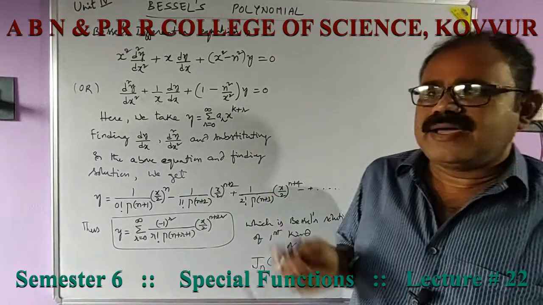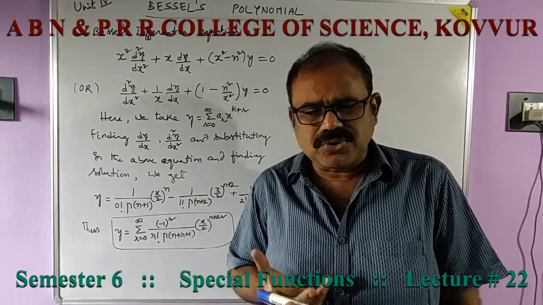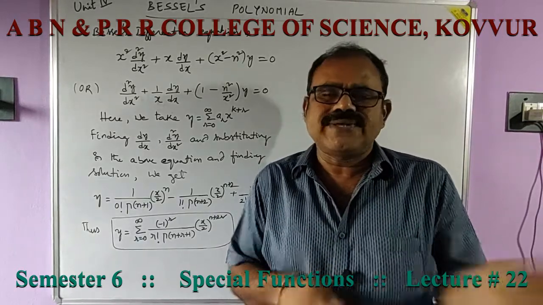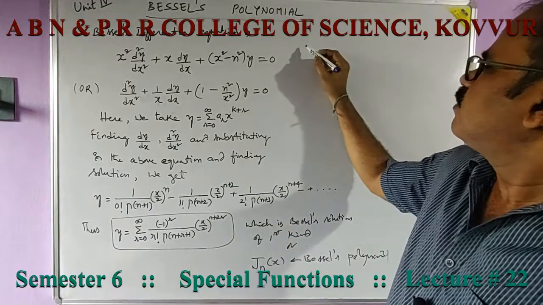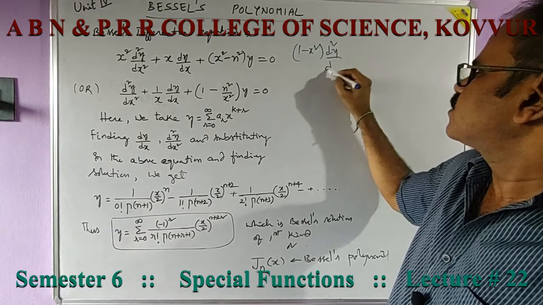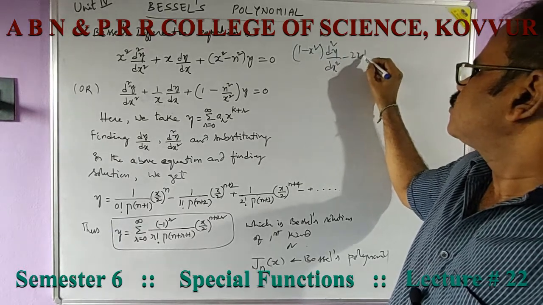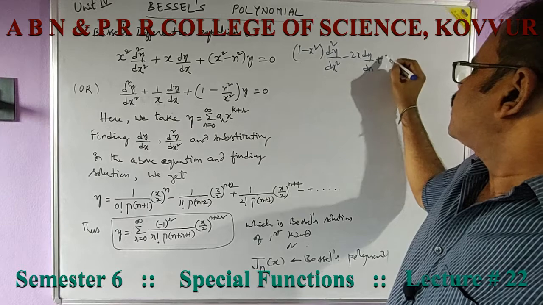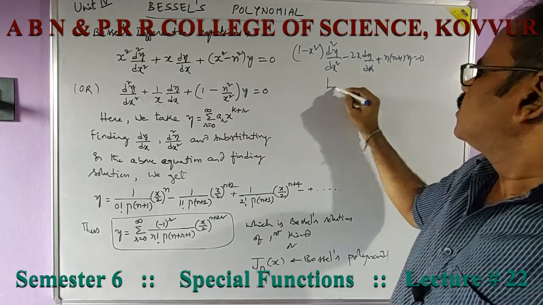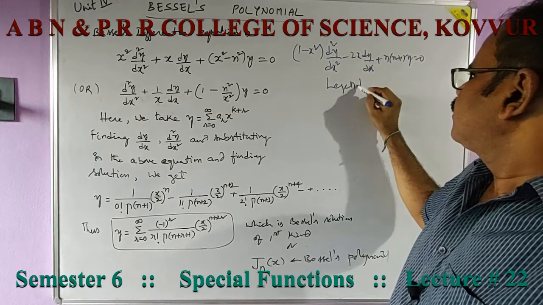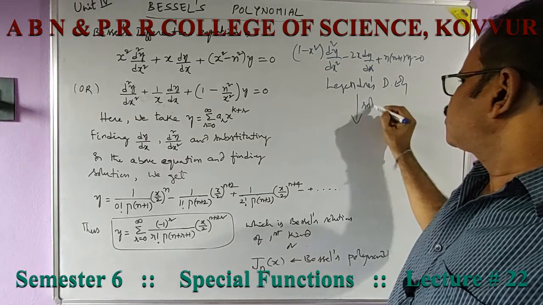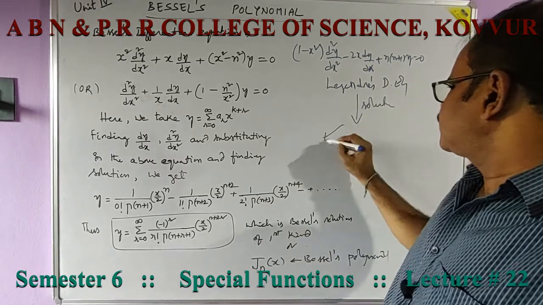As we have seen, what is Legendre's polynomial? Legendre's polynomial is the solution of Legendre's differential equation. What is that? 1 minus x square into d square y by dx square minus 2x into dy by dx plus n into n plus 1 into y is equal to 0 is Legendre's differential equation.